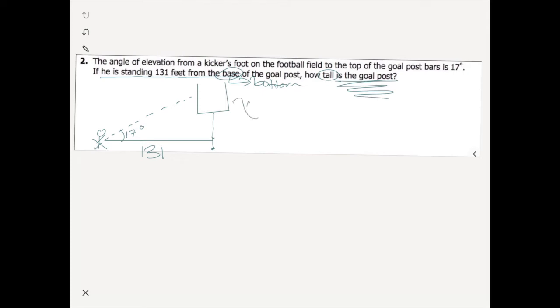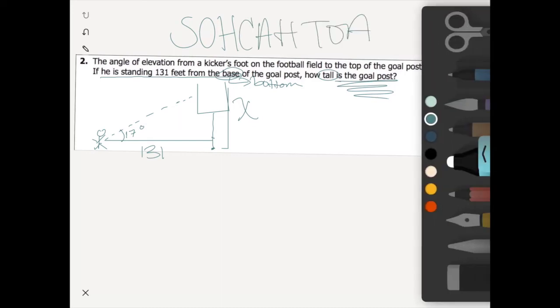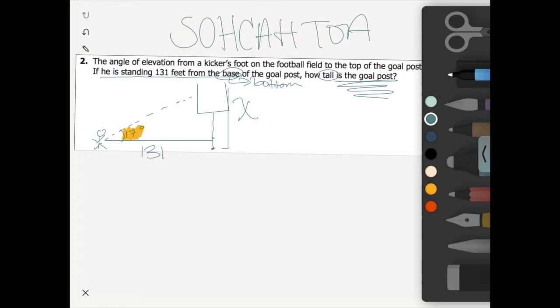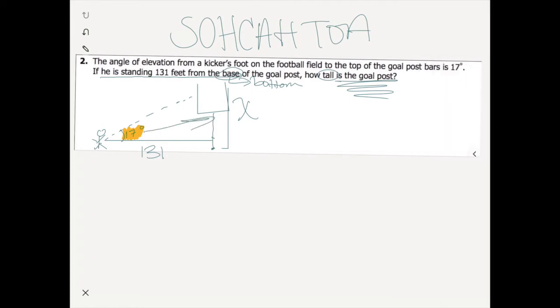So this is our x. How tall is the goalpost? That's what we don't know. So I'm going to write SOHCAHTOA here. Again, our reference angle this time is 17 degrees. And in relation to this 17 degrees, we know that x is our opposite and 131 is the adjacent side.